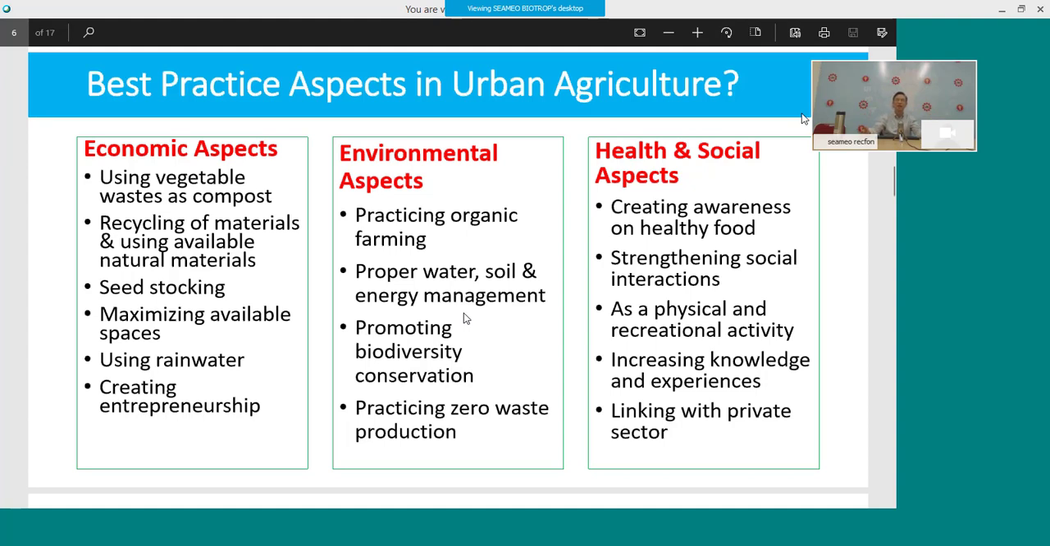For health and social aspects, I have given this example that if you create awareness about healthy food, if we know what kind of vegetables we need to plant, and we know what kind of nutritional gaps exist in our school or even in your family, so we start planting those kinds of vegetables, and so on and so forth. And one important thing is farming as a recreational activity other than a learning activity.